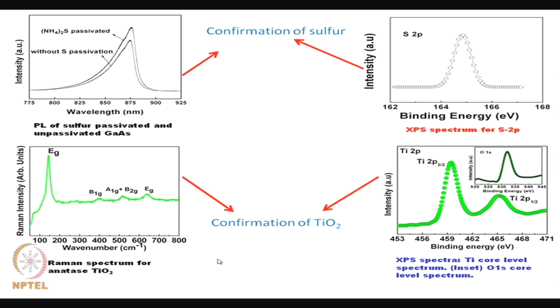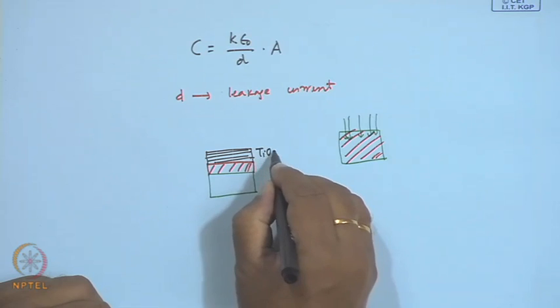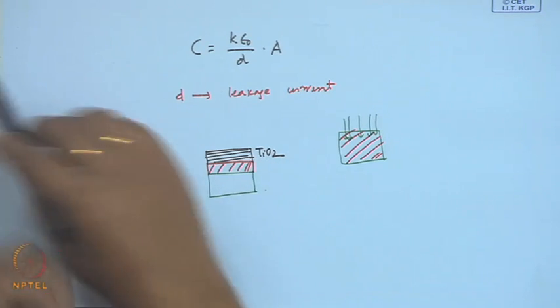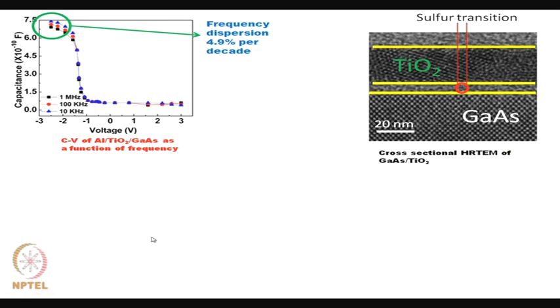And with the sulfur, we have used titanium oxide as the dielectric layer. That means this black layer which we have shown is TiO2, titanium dioxide. Then with titanium dioxide we have used Raman spectroscopy as well as XPS to confirm the formation of TiO2 on the gallium arsenide substrate. This is the frequency dispersion.